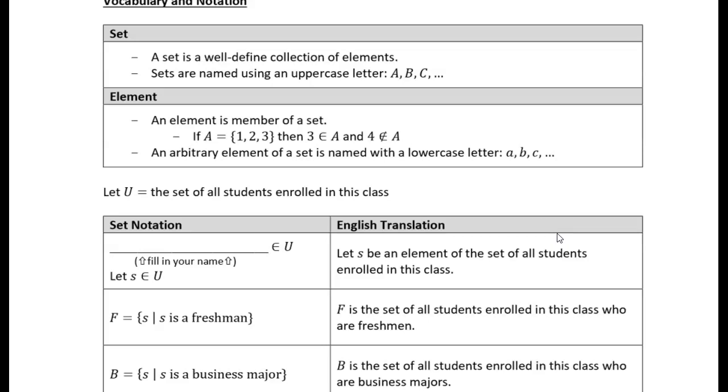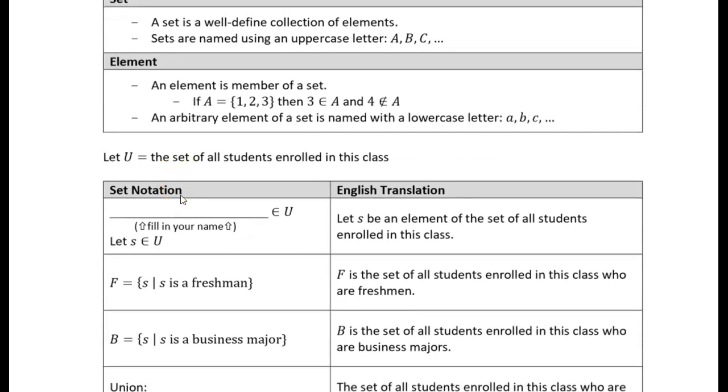In example 1, we had the set of all students in the class. Some were business majors, some were freshmen, some are both, some are neither. So we had a set of freshmen, we had a set of business majors, but then we had the whole set of students. In example 1, the set of all the students would be considered our universal set. I'm going to talk to you more about that next time, but it's considered the universal set. So we use the capital U to represent the universal set, which in example 1 was just the set of all students enrolled in the class.